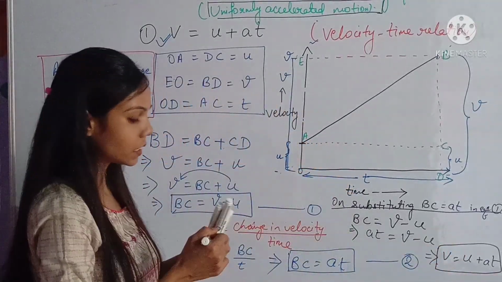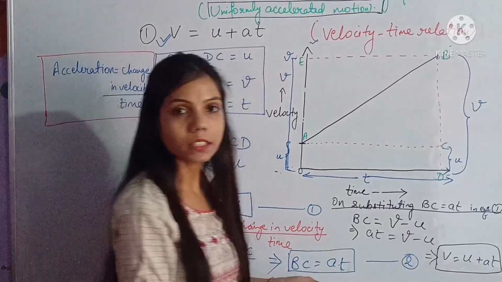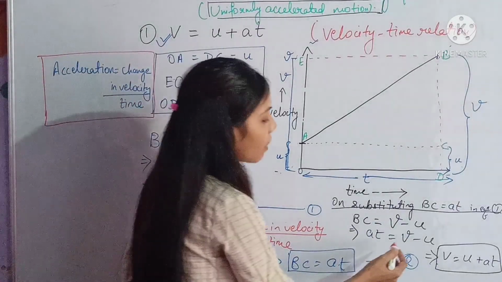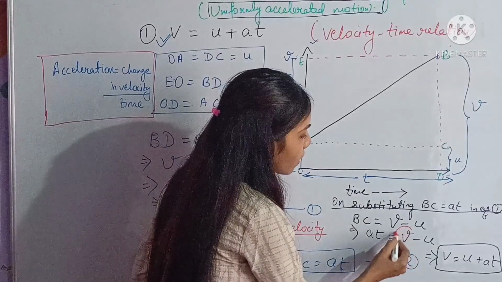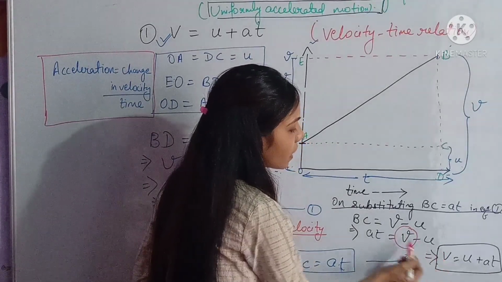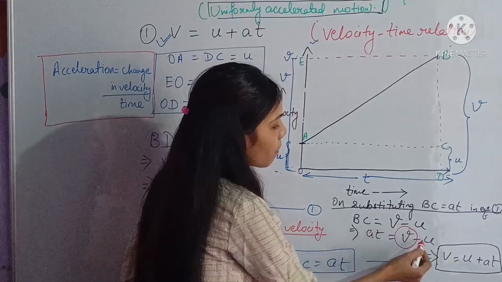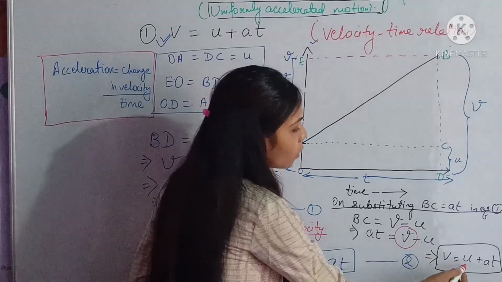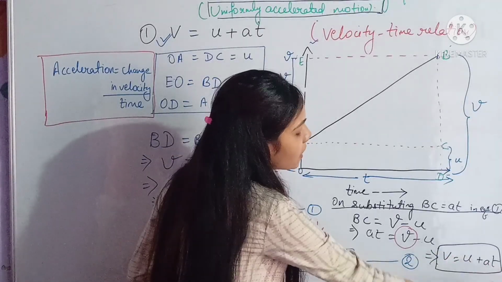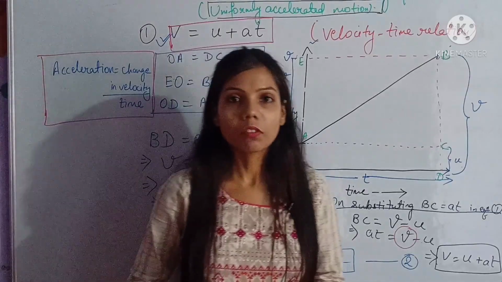And this is our first equation of motion. How have we done it? We have just rearranged the values. We wish to find out what V is. So in order to find V, I have just written V on the left hand side, and minus U has been brought here. Minus U has become plus U plus AT, and on rearranging you get V is equal to U plus AT. So this is our first equation.